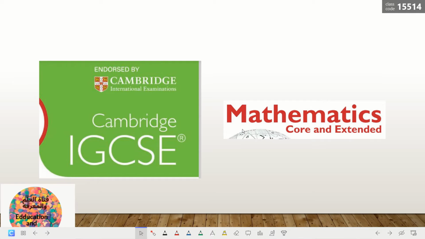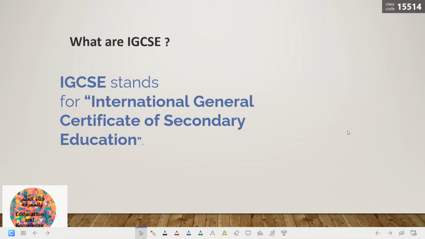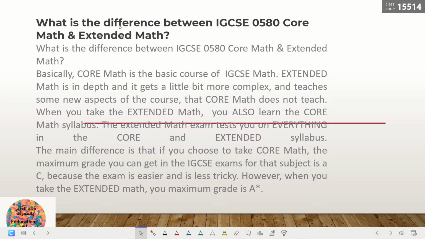First of all, we have to talk about what is called Cambridge IGCSE Mathematics, Core and Extended. What is the meaning of IGCSE? As you see here, IGCSE stands for International General Certificate of Secondary Education. Of course, it's used in the British curriculums.